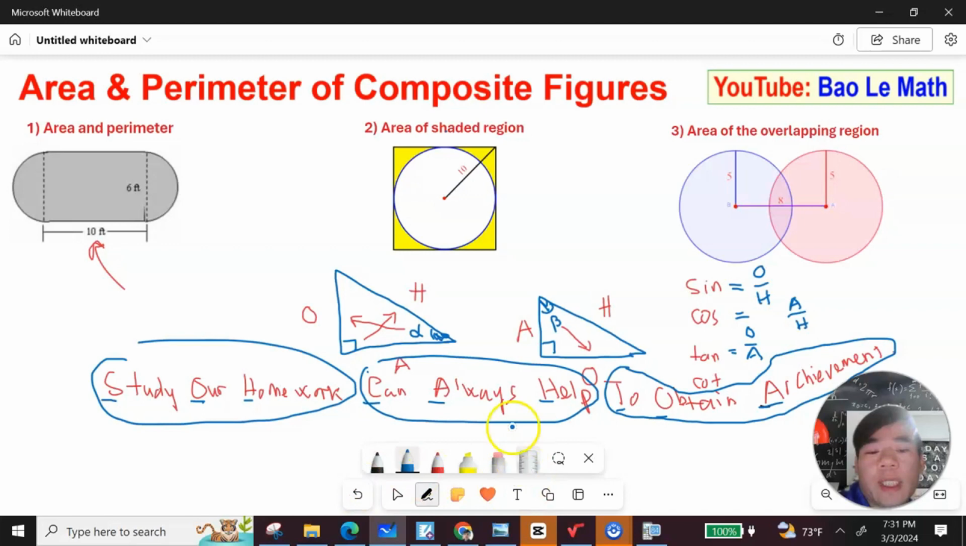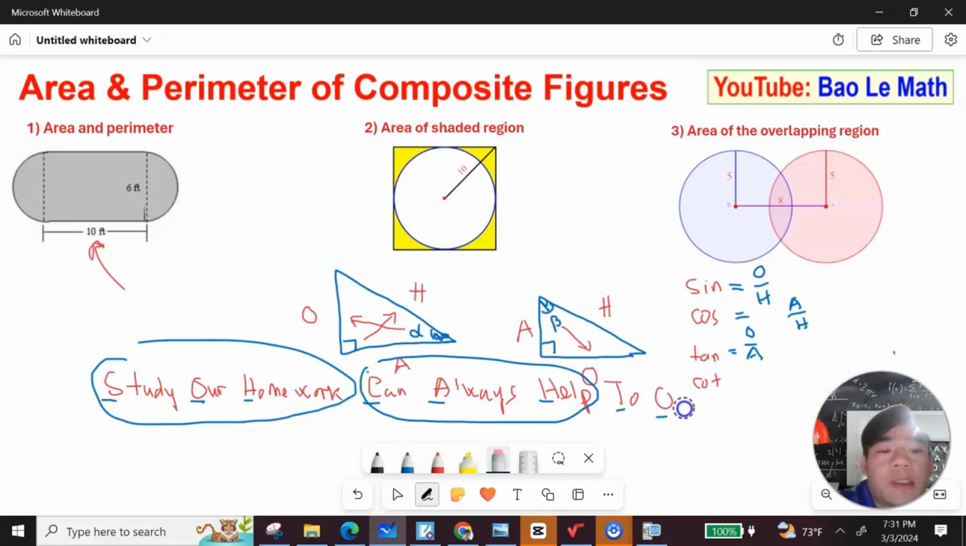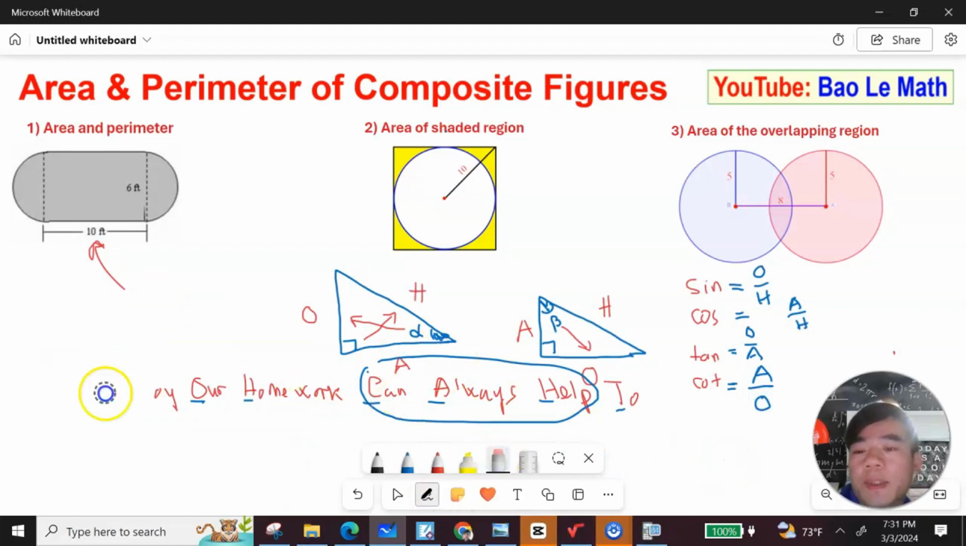And the last one, cotangent: you just flip tangent, so it will be adjacent over opposite. Okay. So that's pretty good, right?